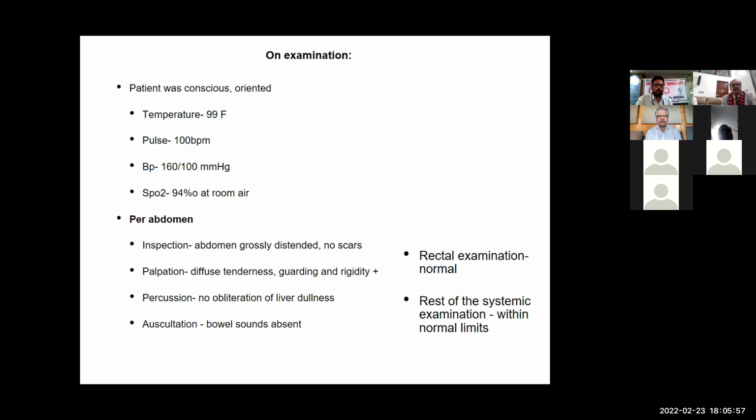Per abdomen examination showed, on inspection, abdomen grossly distended, no scars. On palpation, diffuse tenderness, guarding and rigidity were present. Percussion: no obliteration of liver dullness. Auscultation: bowel sounds were absent. Per rectal examination was normal. Rest of the systemic examination was within normal limits.